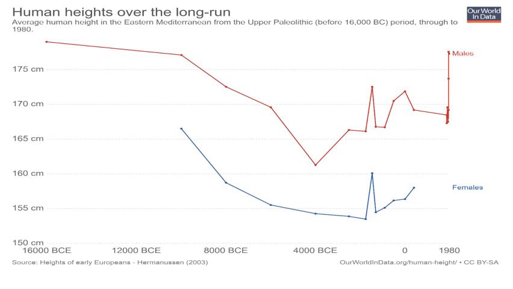All right, so what we're seeing here, human heights over the long run. Average human height in Eastern Mediterranean from the Upper Paleolithic, so that's before 16,000 years before the present, or BCE. I'm going to correct that. We don't like to use before Christ because that's biased towards one religion. So we're going to say BCE through 1980. And if you thought that people were shorter in the past, you're right and wrong.